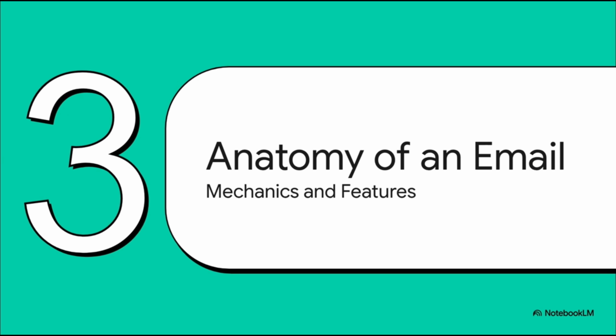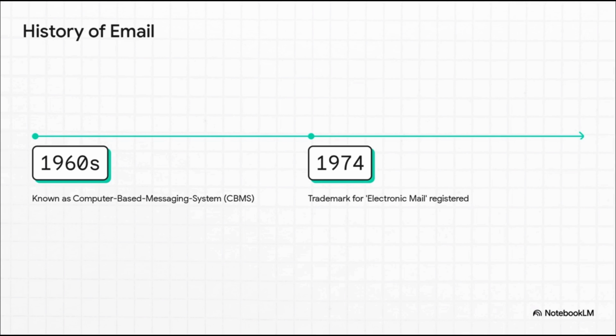Which brings us to Section 3, Anatomy of an Email. It's kind of wild to look back at the origins of our digital tools. Email wasn't always called email. Back in the 1960s, it was known by this incredibly clunky, bureaucratic name, Computer-Based Messaging System, or CBMS. You can imagine how terribly that acronym rolled off the tongue. It wasn't until 1974 that the trademark for electronic mail was officially registered.